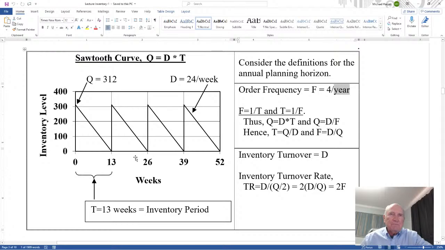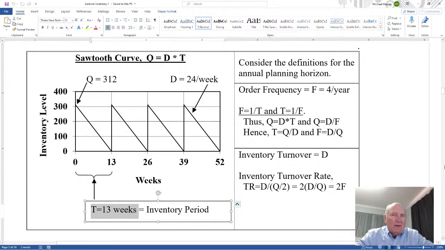Now notice our inventory period is 13 weeks. Time units are going to be very important in this course, essential, because we can go back and forth between weeks, months, quarters, and years. The time standard is 1 year is equal to 4 quarters. 1 year is equal to 13 weeks, or 13 months. And 1 year is equal to 52 weeks.